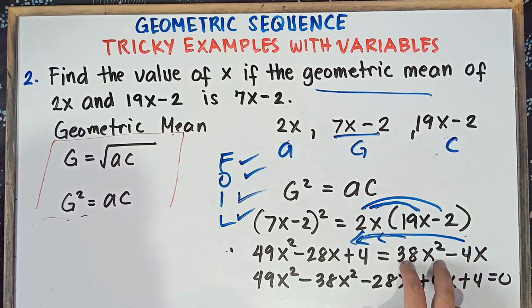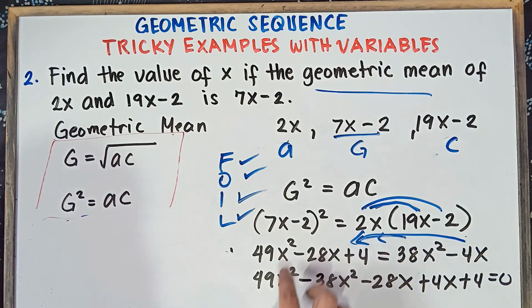We transpose 38x squared from right to left so that we can combine it with 49x squared. This is positive, it becomes negative. So we have 49x squared minus 38x squared. Copy negative 28x. This is negative 4x, it will be positive 4x. And then simply copy positive 4 equals 0.